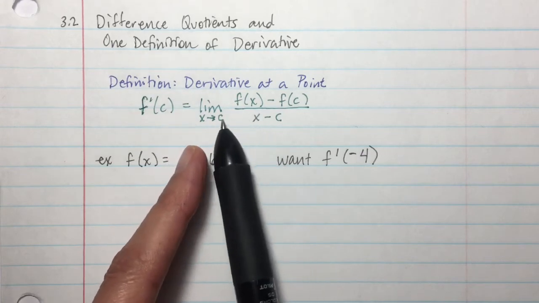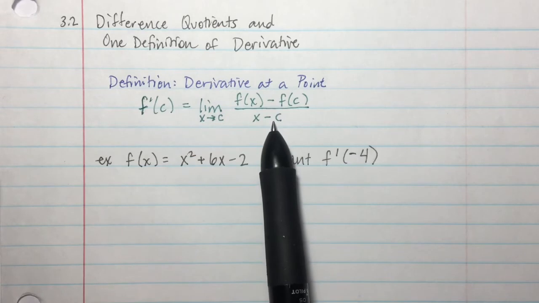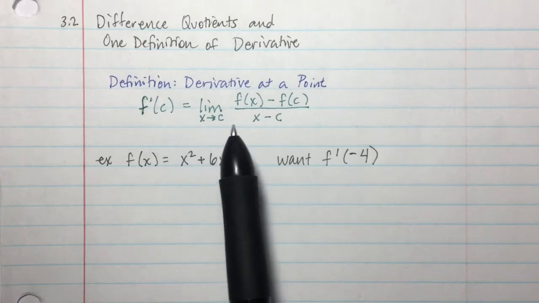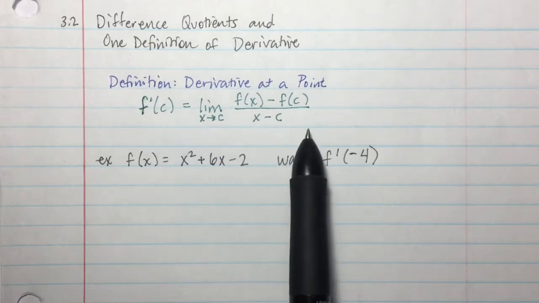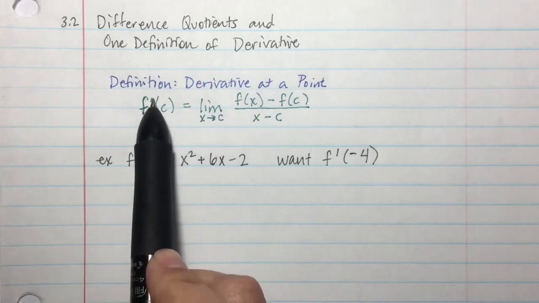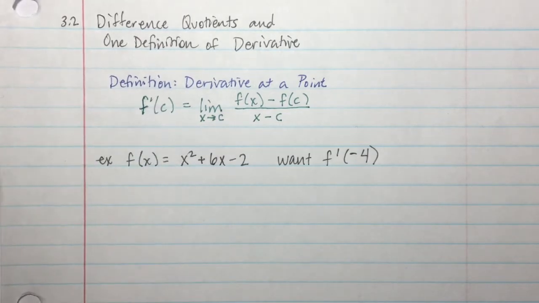So if you tried to plug in c, you have f of c minus f of c over c minus c, 0 over 0, that indeterminate form. But if you could do that, the answer you get, the limit, gives you the precise 100% accurate slope at x equals c. This bit of notation, you see that little apostrophe, f single apostrophe parentheses c, you say f prime of c.